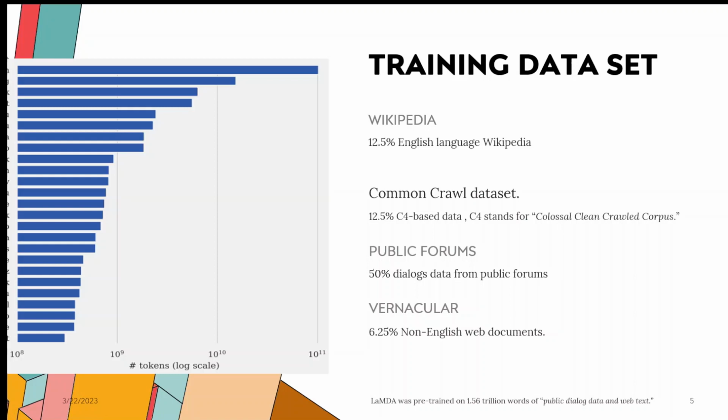The next one is coming to the training data set. It is trained on Wikipedia, common crawl data, public forums, and there's also 6.25% which is vernacular. These are the tokens which were used to train this, and it is being speculated. I don't have it exactly from the paper I looked at. They haven't mentioned what data set was used to train Google Bard. From the articles I've read and also from speculation, it's been speculated that 1.56 trillion words of public data and web text was used to train Google Bard.